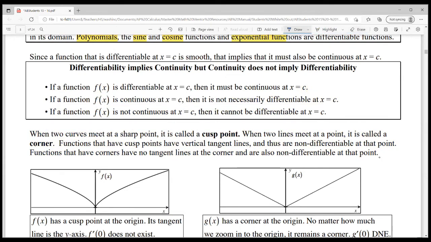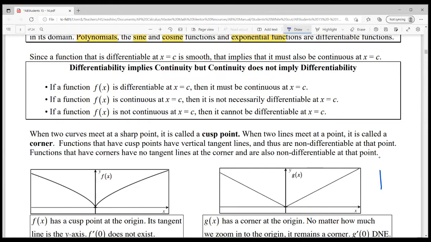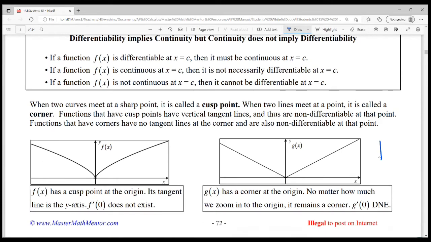But just because it's continuous doesn't mean it's differentiable. It is possible that it could be continuous and not differentiable. And if a function is not continuous, it absolutely cannot be differentiable.